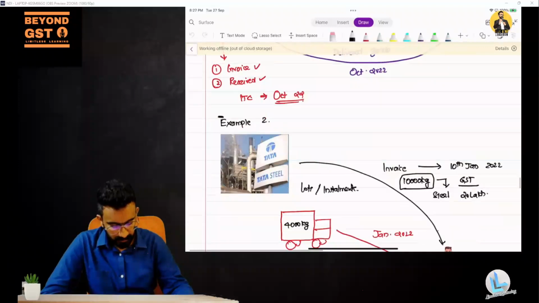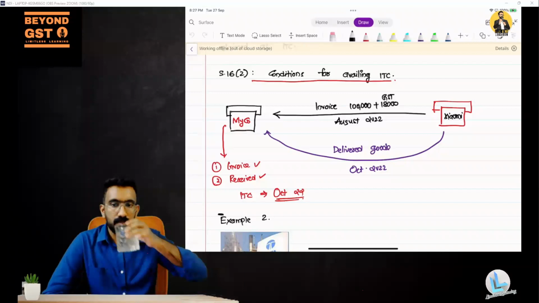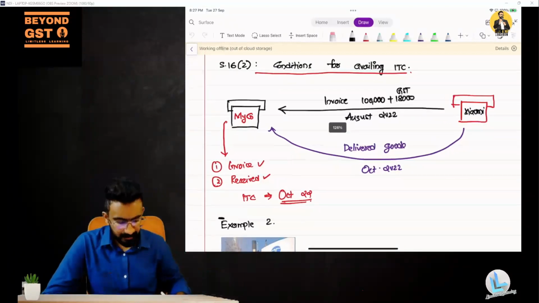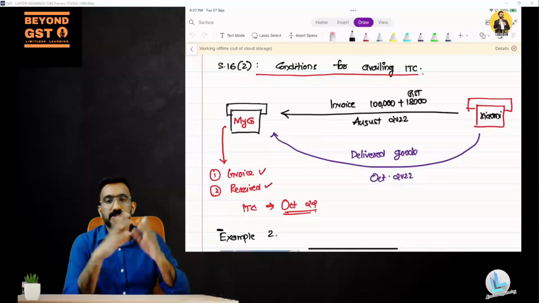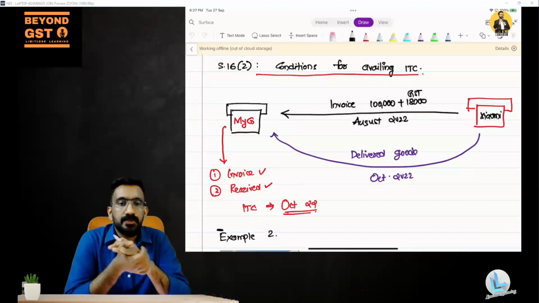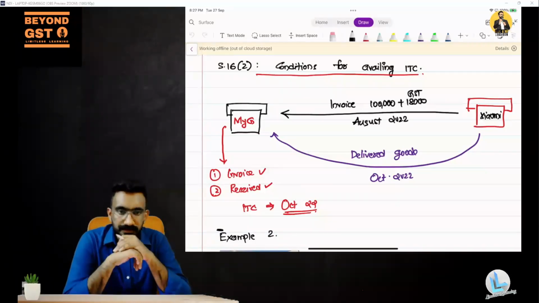Look at this example. Say, MyG Mobiles, which is a retail mobile chain that is quite famous in Kerala. They are purchasing Xiaomi phones for selling. Which date was the invoice?